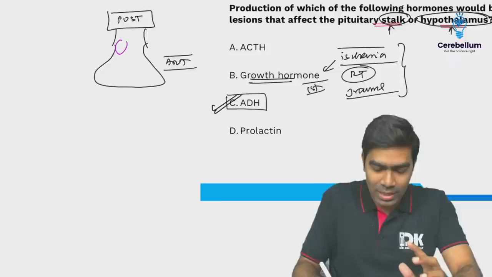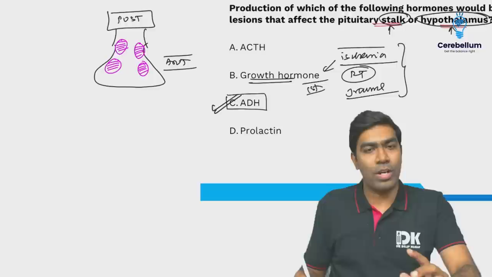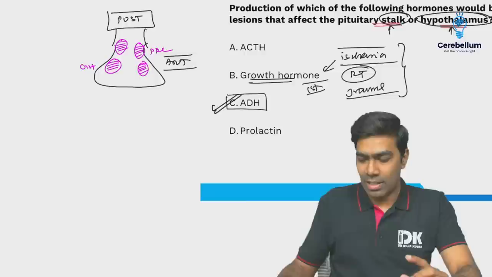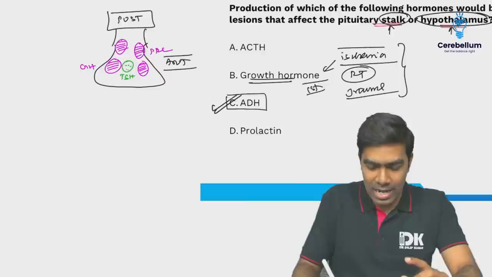It will be on the side. It will be on the lateral part. So in the anterolateral region, you are going to have growth hormone secreting cells and prolactin secreting cells. In the center, you are going to have TSH producing cells. And even going deeper, you are going to have ACTH producing cells.